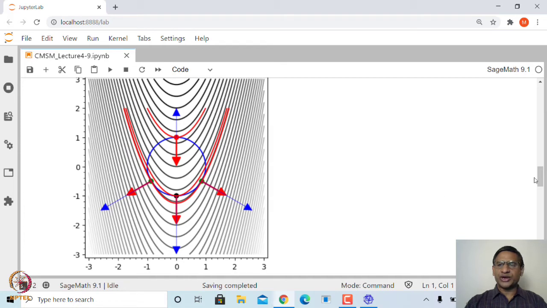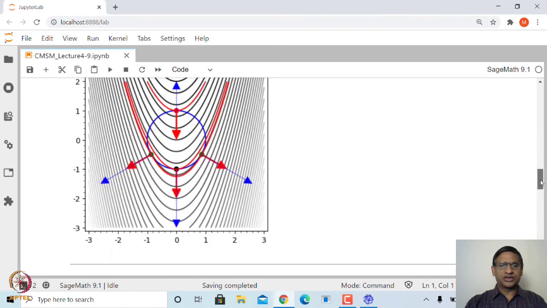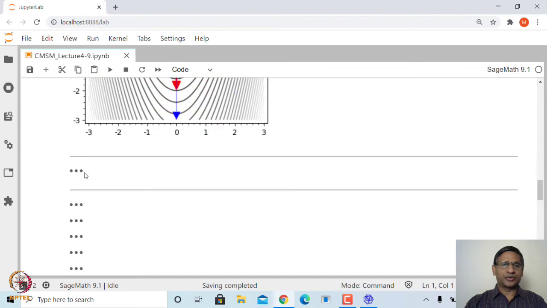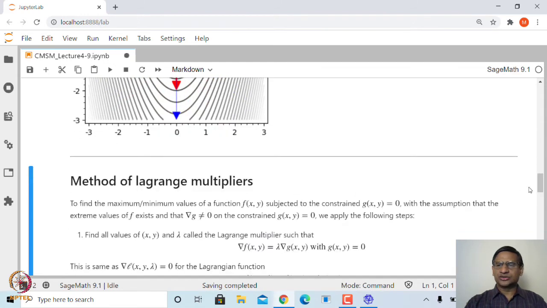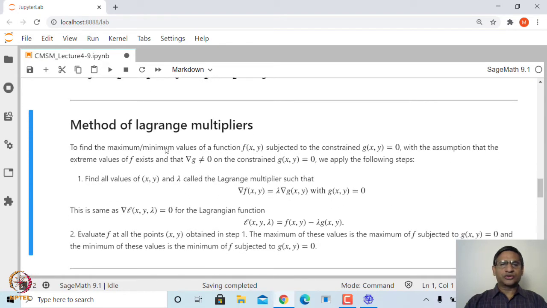In case such a point exists, then we can show that the gradient of f and gradient of g will be parallel to each other. Okay. So, let us just formulate that. This method of solving such problems is known as Lagrange multiplier. So, let us see what it is.